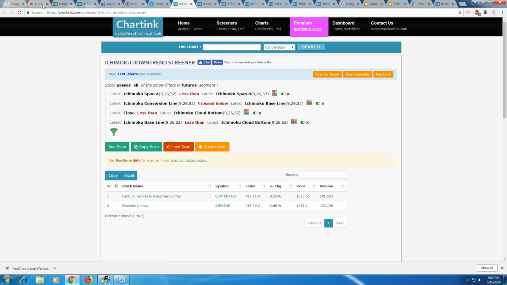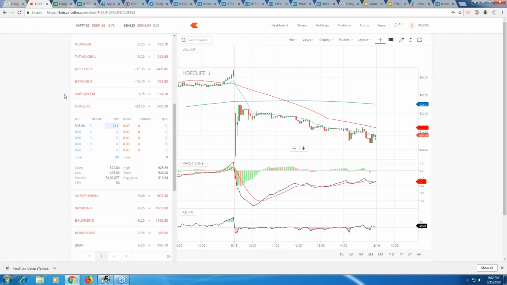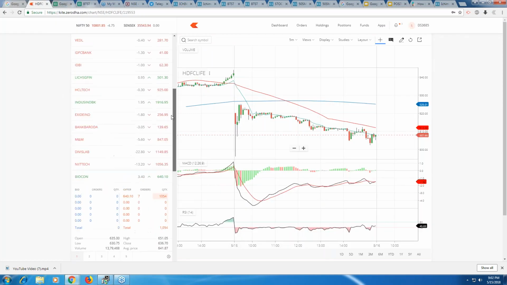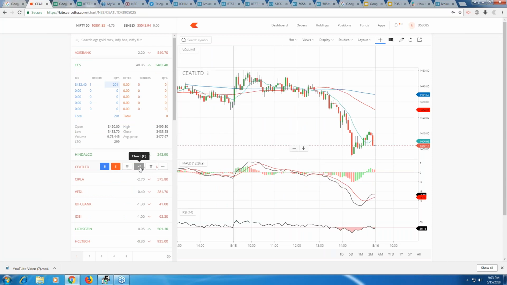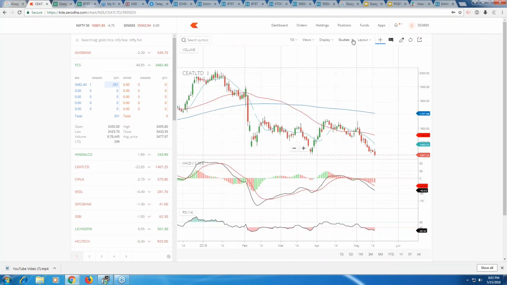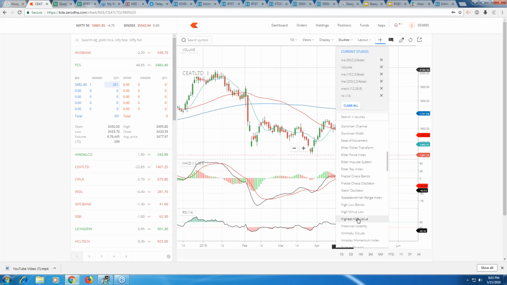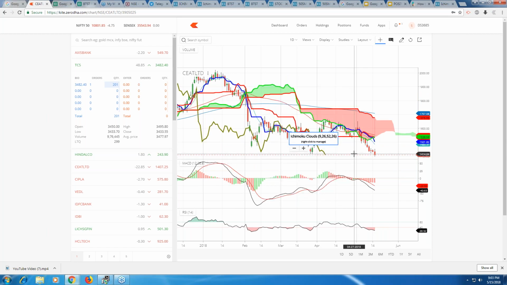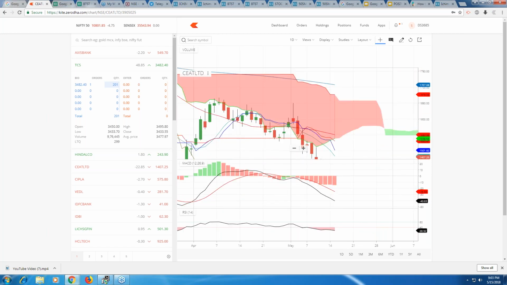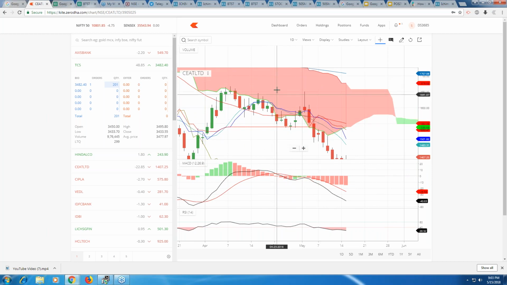So let me just show you. I have a few more stocks. When they just broke the Ichimoku cloud, I got them on my scanner. One of them is 𝐶𝐻 Limited, right? So I'm just going to put the 1-day graph, and I'm going to put Ichimoku, and you can see how beautifully the stock is in the downtrend, right? Just see here how beautifully the stock has experienced resistance in the cloud itself, and it has come down.